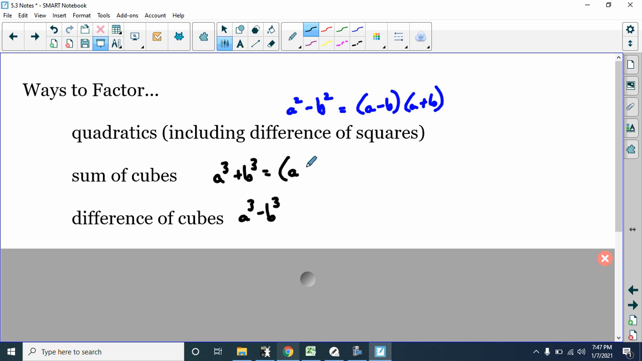The rules are a plus b times a squared minus ab plus b squared for a sum of cubes. And the difference of cubes is a minus b times a squared plus ab plus b squared.